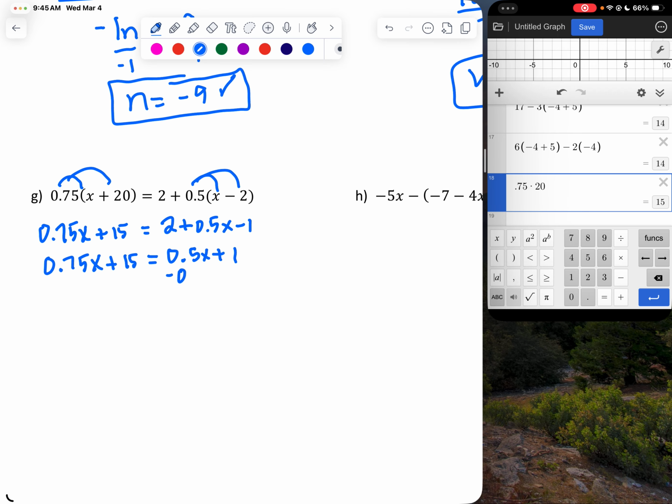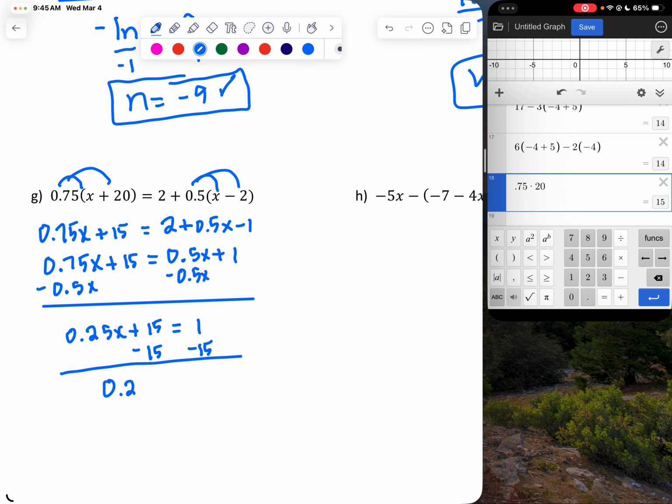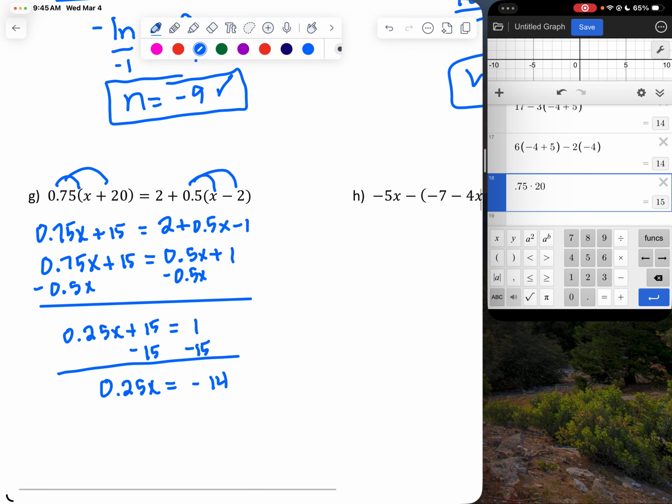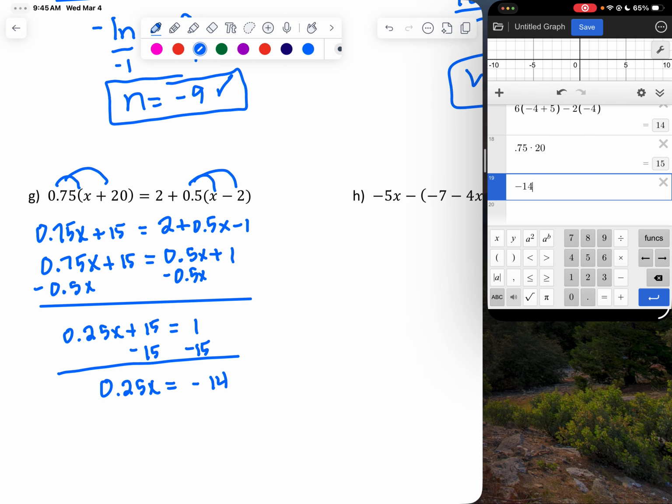Then I subtracted 0.5x from both sides. So this was 0.25x plus 15 equals 1. Subtract 15. So 0.25x equals negative 14. So negative 14 divided by 0.25 gives me negative 56.